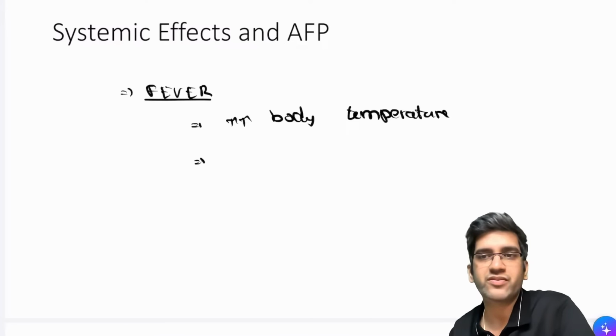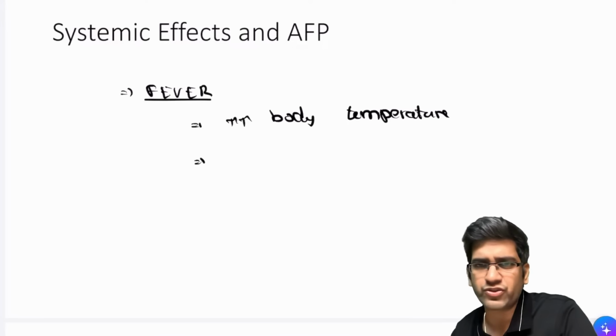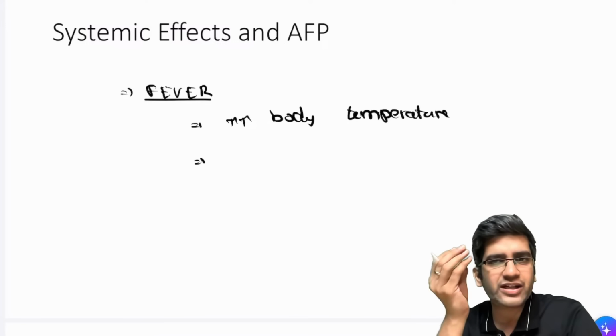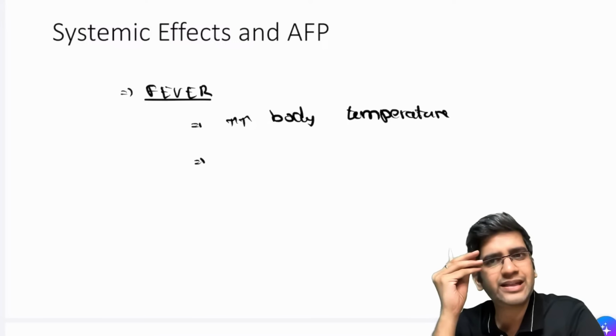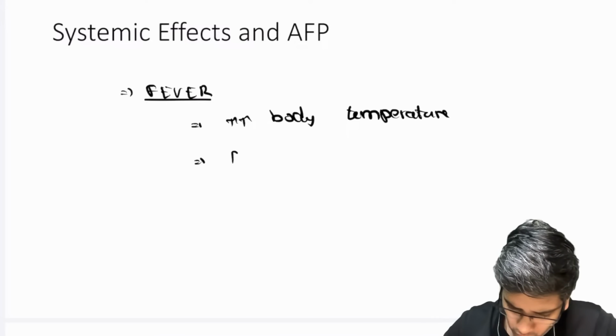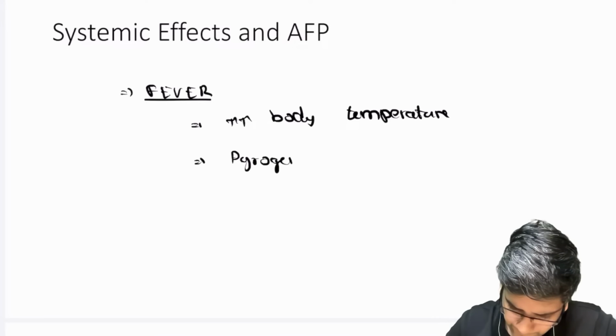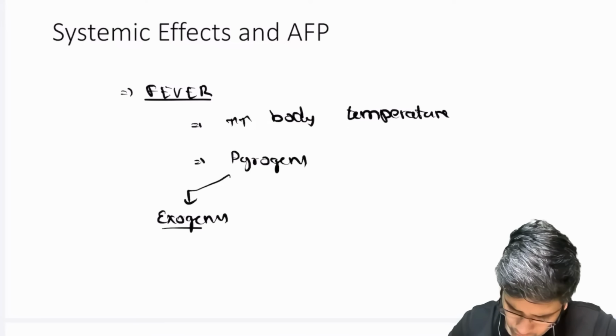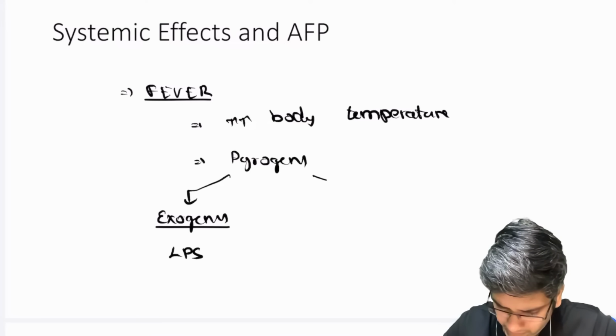Here, how does fever happen? It can be due to pyrogens. Pyrogens can be both exogenous and endogenous. Bacterial lipopolysaccharide itself is a pyrogen. It can increase the body temperature, right? So it happens due to pyrogens. The pyrogens can be exogenous, due to the lipopolysaccharide of the bacterial cell wall.